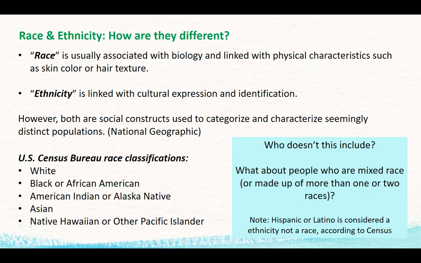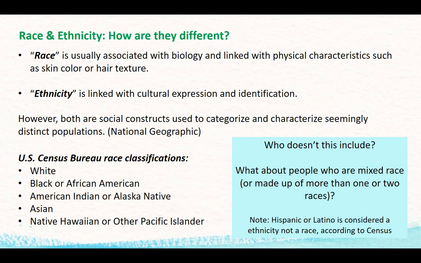Notice that Hispanic or Latino is not listed in the race classification because that is considered an ethnicity and not a race. So when you look at this listing of the U.S. Census Bureau, think about who this doesn't include. Is there a group that is missing that does not obviously fit into one of these categories?